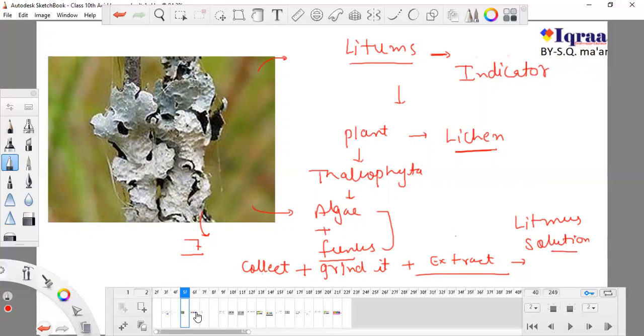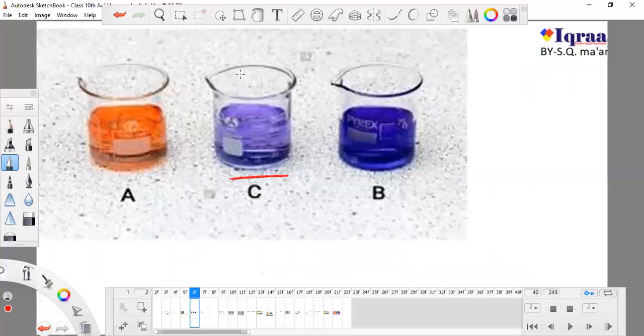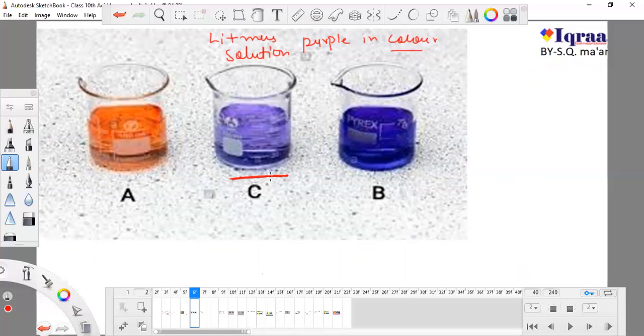Okay, now this litmus solution looks like this. This is litmus solution, real litmus solution, and it is purple in color. What we have to do? We can test neutral, we can test acidic, or we can say basic. All these three types of properties can be tested with this natural litmus solution. It is purple in nature and it is neutral itself.